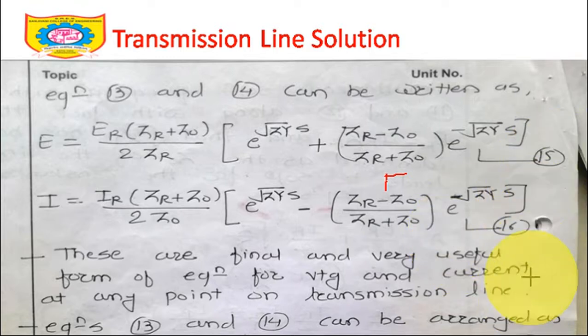So these are equations number 15 and 16. These are the final forms and a very useful form of the equation of the voltage and current at any point of the transmission line. Once Z0 is known to you, ZR is known to you, and you know the value of s, you can calculate the voltage and current at any point on the transmission line by referring to these two equations.